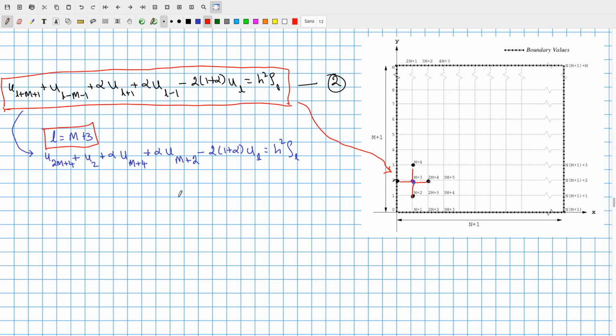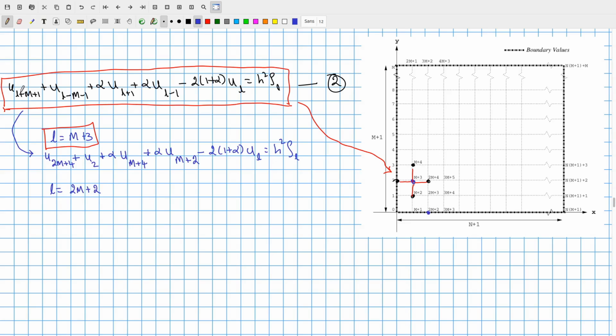Now let us go for another condition. We said that this is valid at the interior point. Of course, we chose L equal to m plus 3, that's an interior point, so it is valid very nicely. Let us take a point on the boundary. For example, let us consider the point L equal to this boundary point, suppose we take this point. That is 2m plus 2.